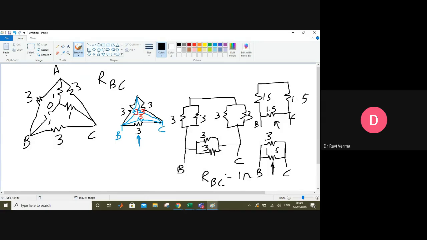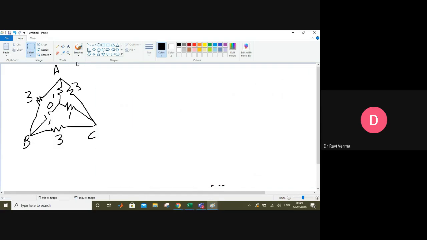Clear? Now the second part. In the second part, he is asking us to solve RAO. What is he asking us to solve? RAO. So RAO is a part of star or delta? Star. So we will not disturb the star. We will convert delta into the star.